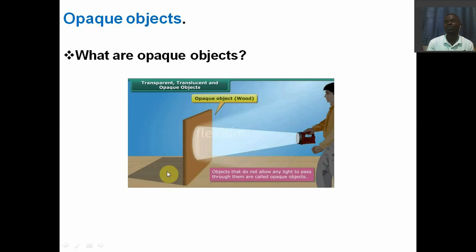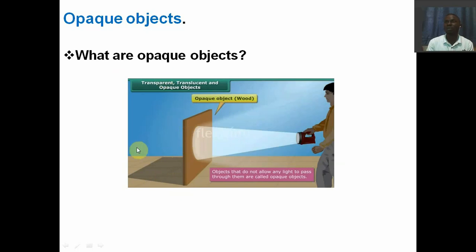Yes, so we said that opaque objects are objects that don't allow light to pass through them. Just like you can see the light is striking on the board and it cannot pass through the opaque object. Why do you think so? It's because light travels in a straight line. Light cannot bend. So if light strikes an opaque object, it just has to form a shadow because it cannot bend or bypass the opaque object. So what it will do, it will form a shadow.